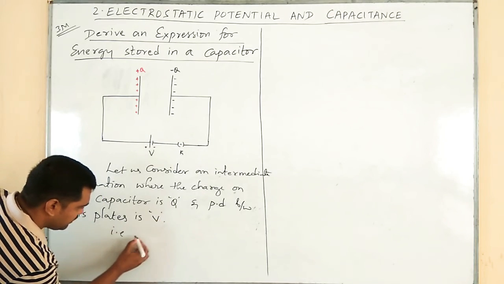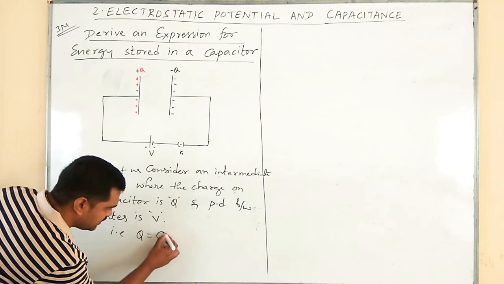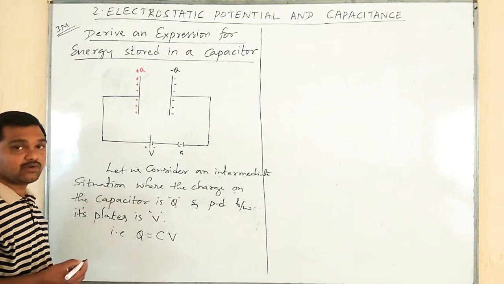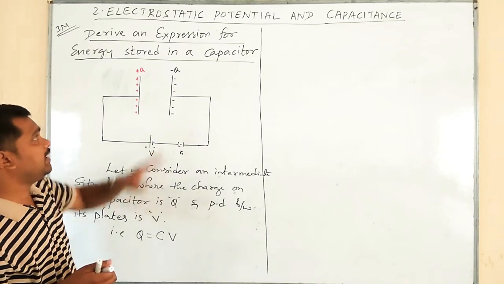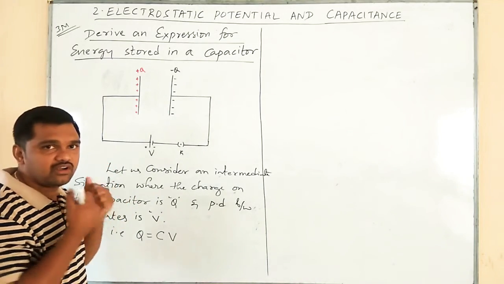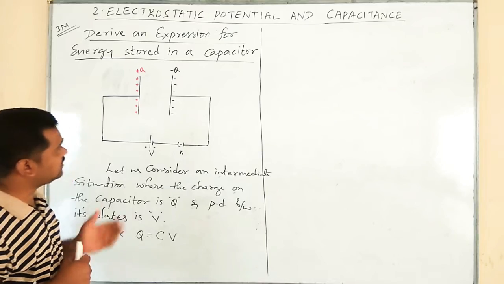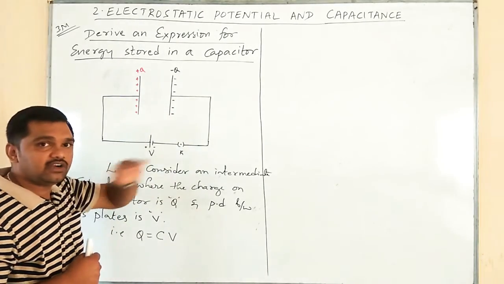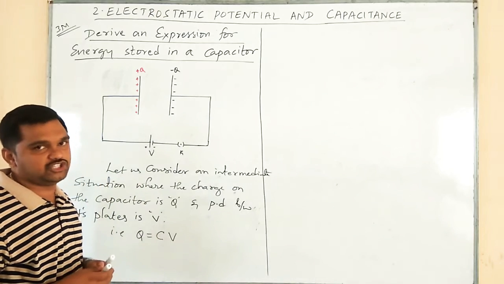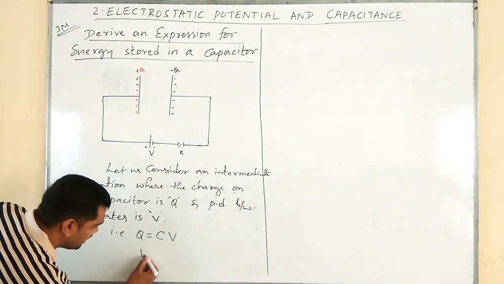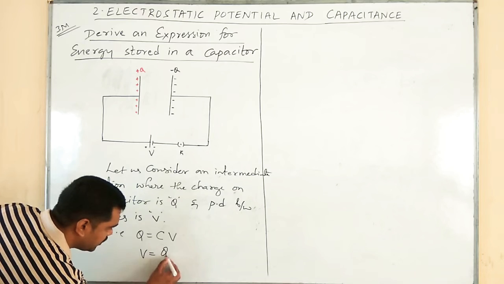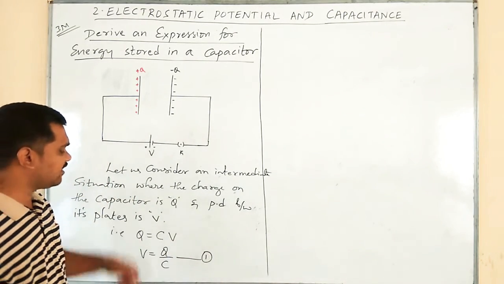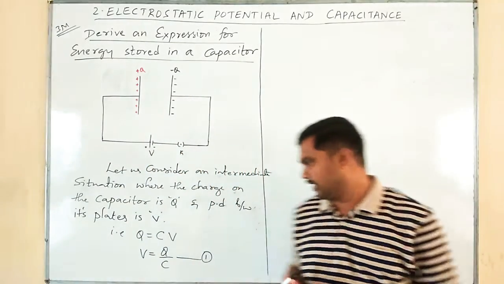We can write Q is equal to C into V, where C is the capacitance. What is capacitance? It is the ability of the capacitor to store electrical charges. Otherwise, it is the ratio of the amount of charge given to it to the rise in its potential. Similarly, V is equal to Q divided by C. For convenience, I will call this equation number 1.